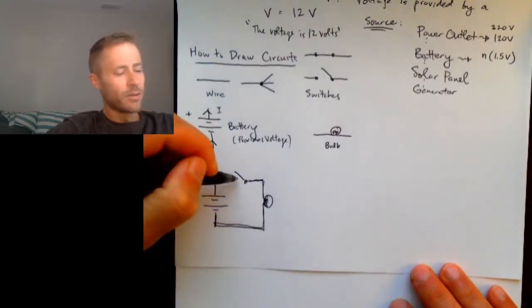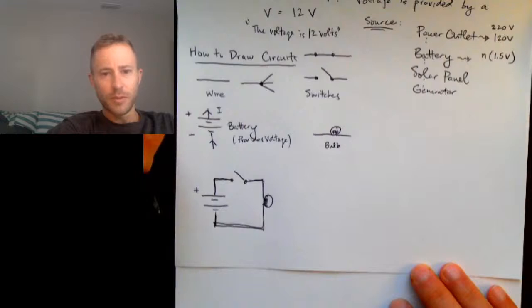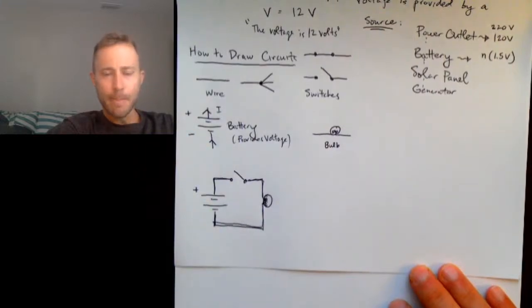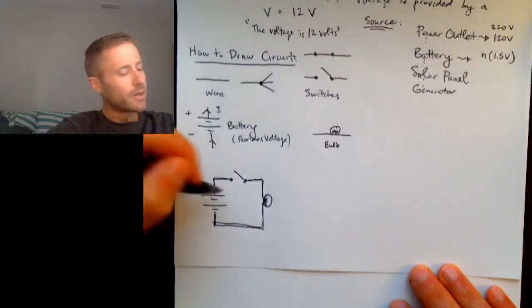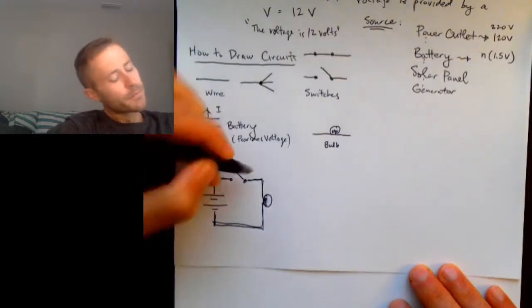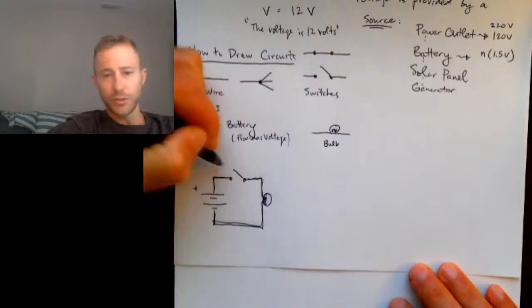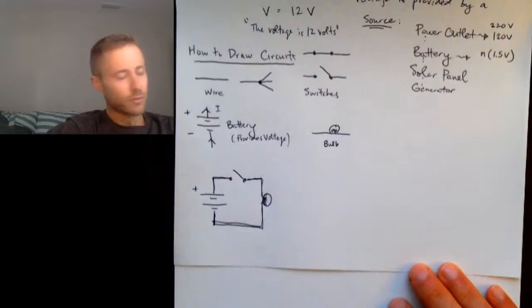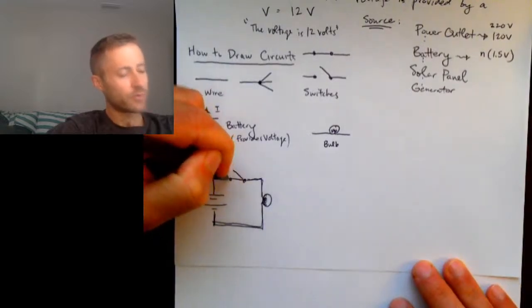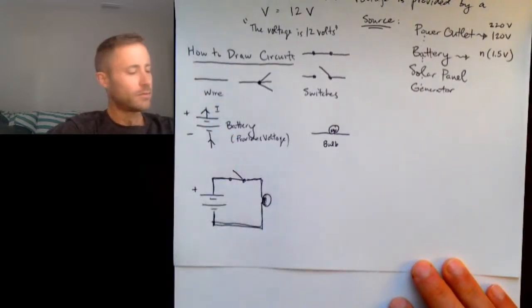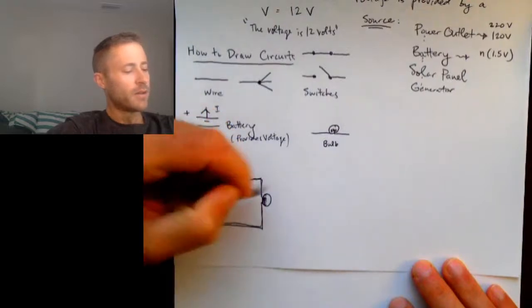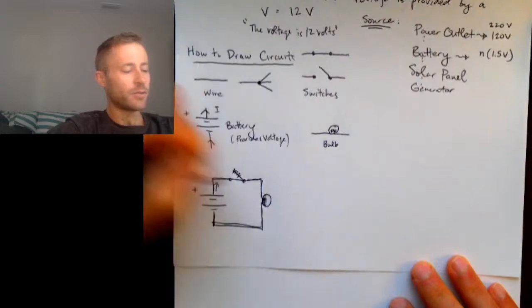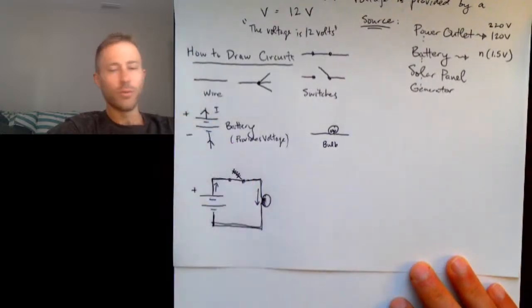And so right now, with the switch in the open position, current can't flow because the switch is open, so there's no pathway for current to flow. But if you close the switch, okay, then electric current is going to begin to flow out the positive terminal of the battery, and it's going to go through the light bulb.